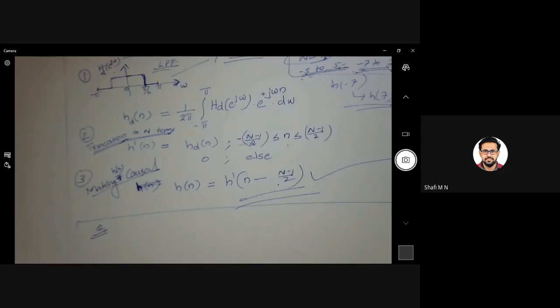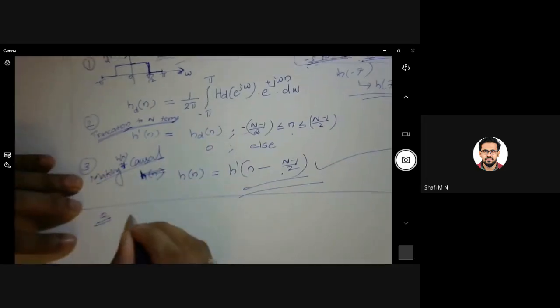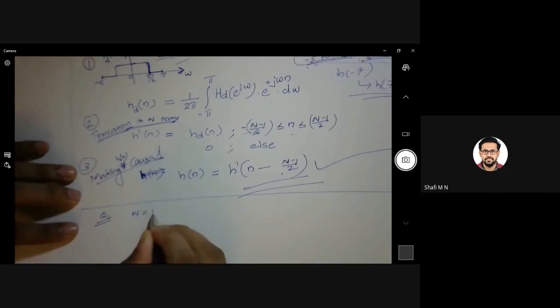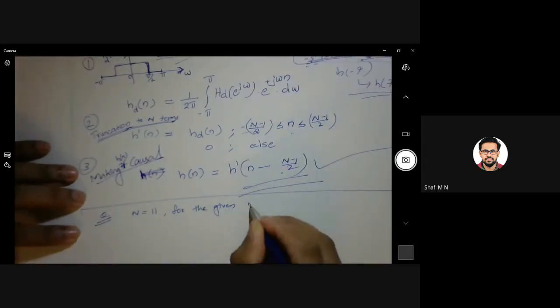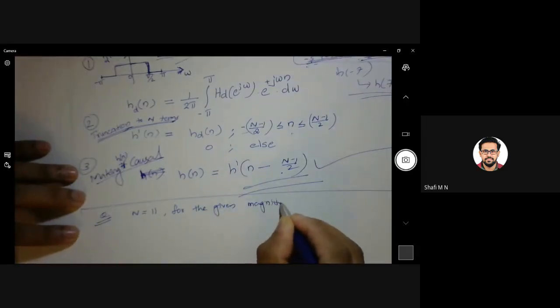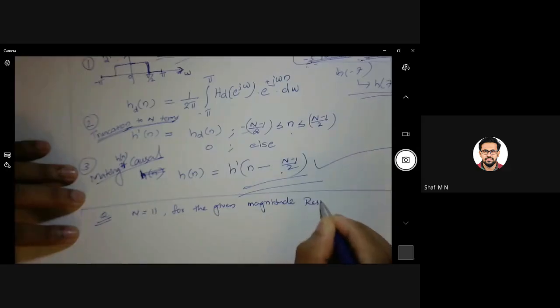Design an FIR filter with n equal to capital 11 for the given magnitude response.